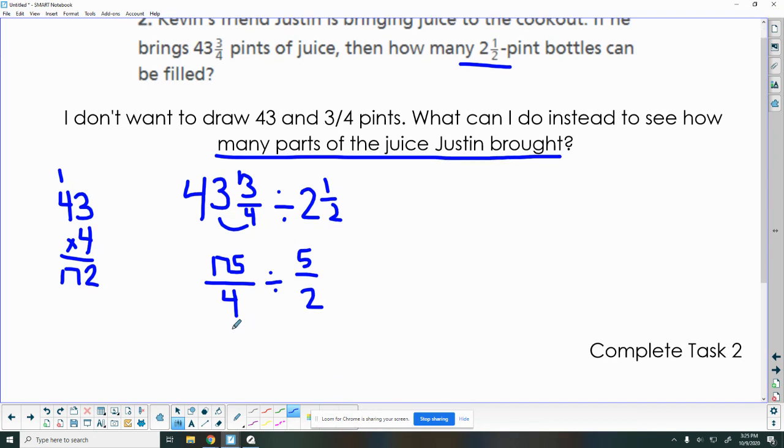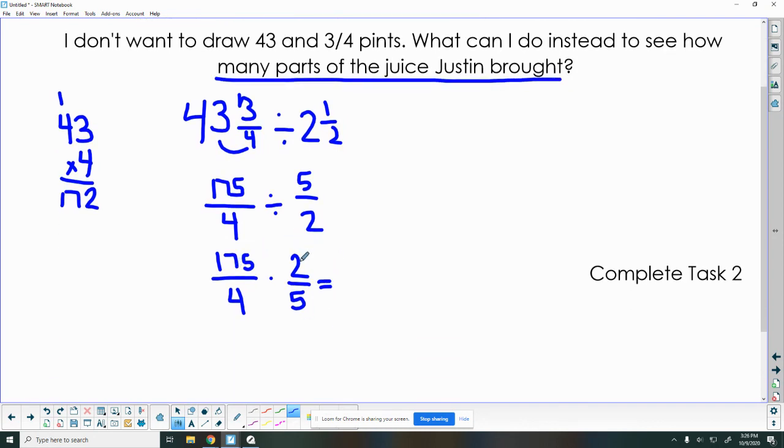Now I need to copy the first one, so that's not changing what I have. We're going to use the reciprocal of the rest of the problem. The opposite of divide is times. The opposite of 5 halves is 2 over 5. So we'll do it both ways here. I can do 175 times 2.